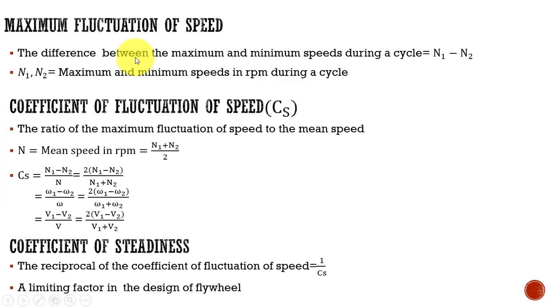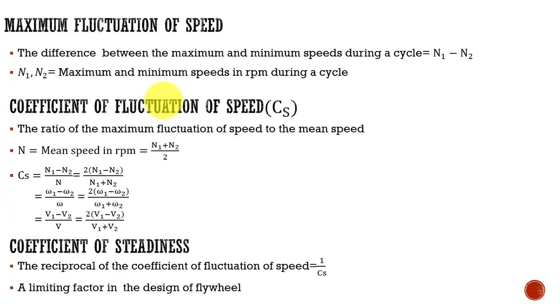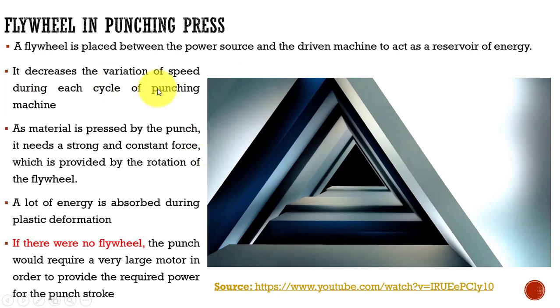Now we will see what is maximum fluctuation of speed. I told you, you cannot maintain a constant speed. That means if it is 500 rpm, you cannot maintain a constant speed at the flywheel. Sometimes it may be 510 rpm, sometimes it may be 490 rpm. So there may be a slight fluctuation. The use of the flywheel is to decrease the variation in speed. You are not going to maintain a constant speed, so you need to understand that.